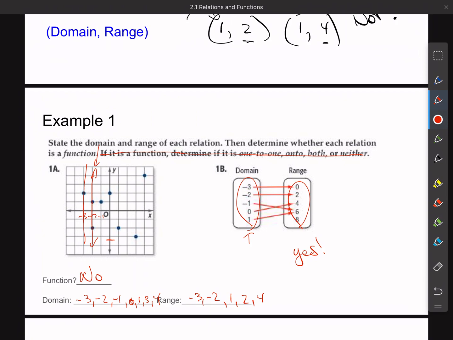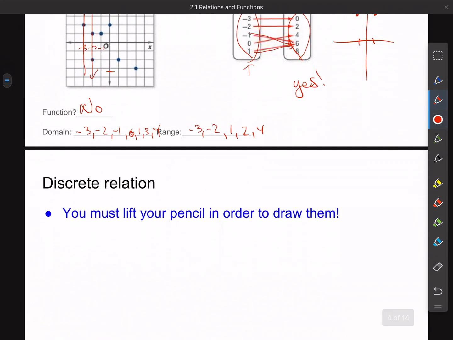Even though 1 is going to 6 here and -1 is also going to 6, let me show you what that looks like. If I said (1, 6), I'm up here. If I'm at (-1, 6), I'm over here. That still is okay because it passes the vertical line test. So don't be confused there.